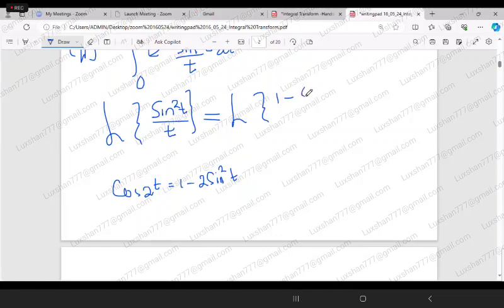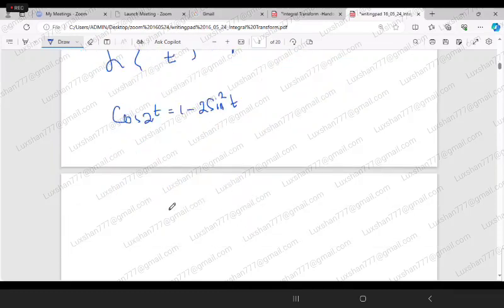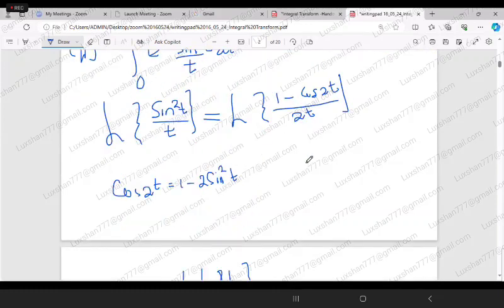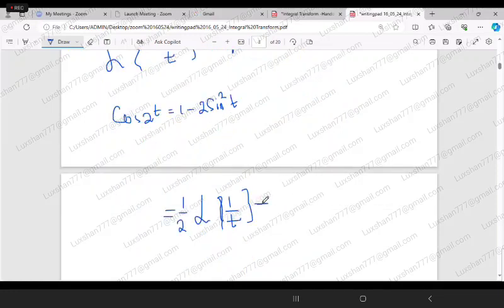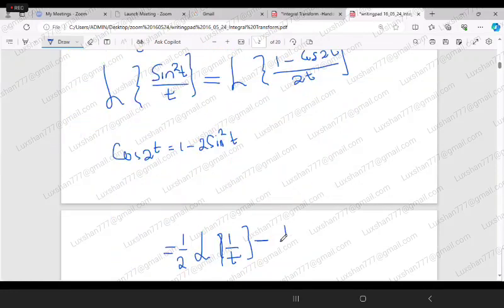1 minus cos 2t over 2 divided by t. Okay, so this is equal to half the Laplace transform of 1 over t, minus half the Laplace transform of cos 2t by t.